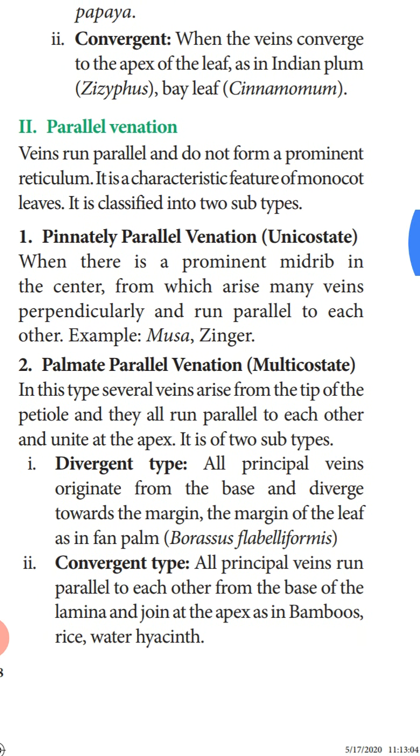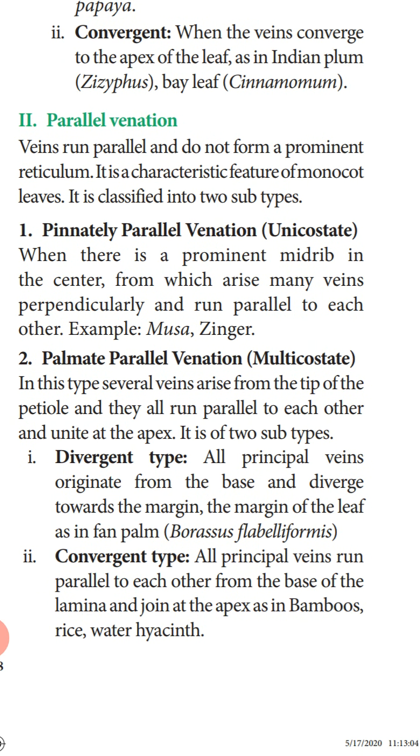Next we are going to study the parallel venation. Now in parallel venation, the veins run parallel and do not form a prominent reticulum. So here, as we have said, from the major midrib the veins originate. These veins run towards the margin and they do not intersect each other, so they are not forming a network-like structure. This is called the parallel venation. It is a characteristic feature of the monocot leaves.